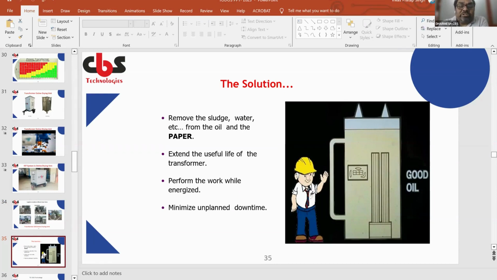The basic funda of this system is that it works while the transformer is in energized condition, and the unplanned downtime will be very less if you put this system.